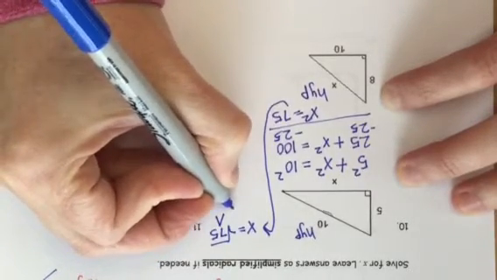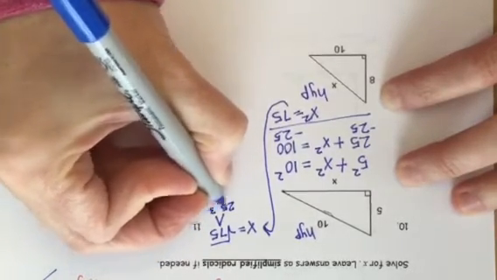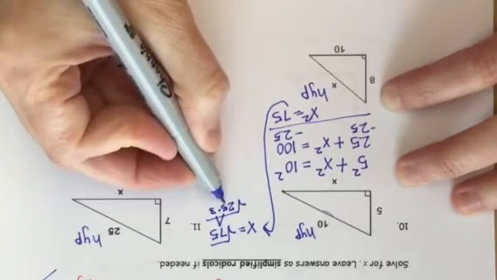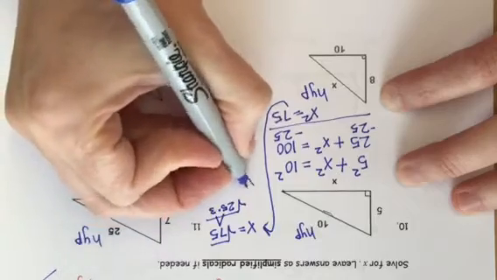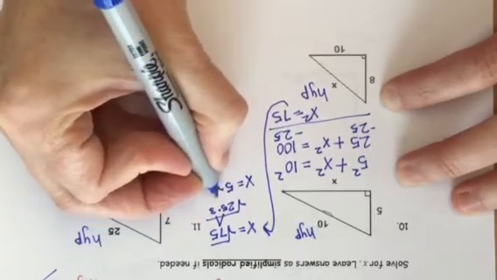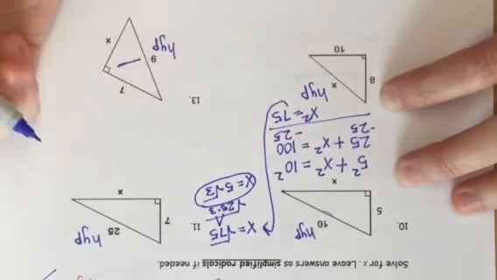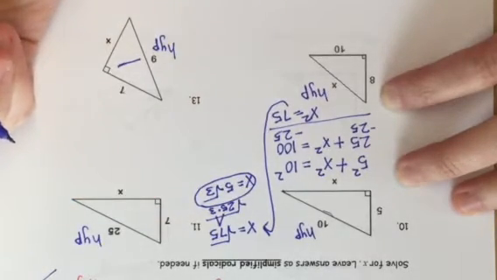75 is the same as 25 times 3. If I take the square root of 25, I get 5, and 3 is just left behind as 3. So to solve for x in this case with our simplified radical, we get 5 root 3.